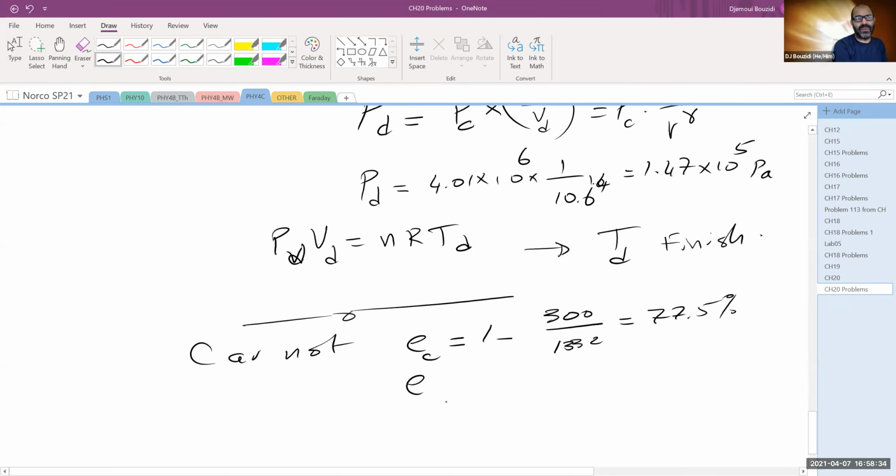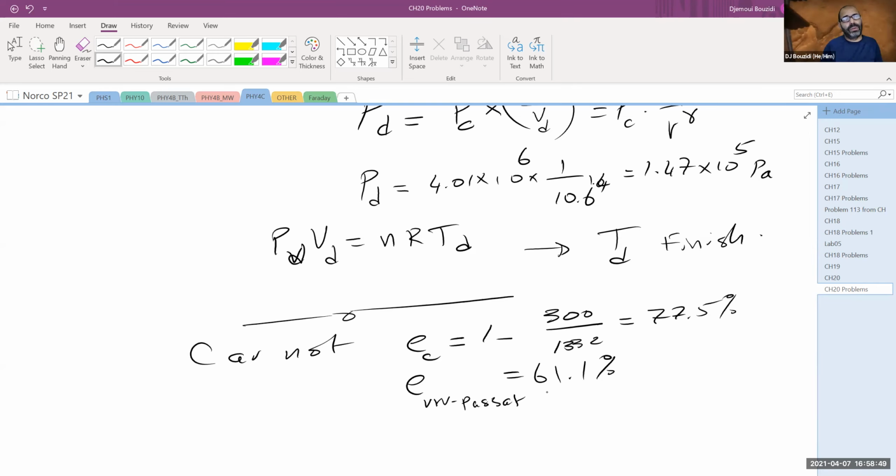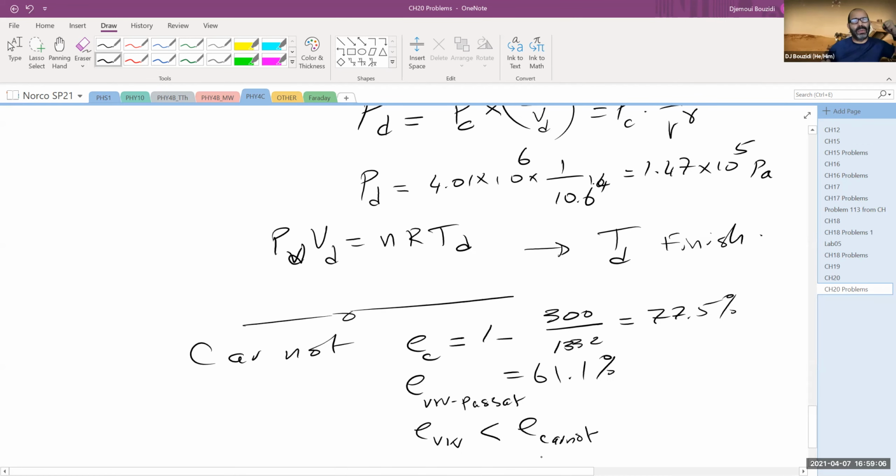Obviously, our engine in this case, for the VW Passat, the problem that we have before us, is 61.1%. So it's clearly less than a Carnot engine. Had it operated as a Carnot engine, it would have been better under the other circumstances. But it's not, so it's less efficient than that. So this is in compliance: E for this VW Passat is less than E Carnot. Nobody can beat it, because it's operating between the same two temperatures, hottest and lowest.